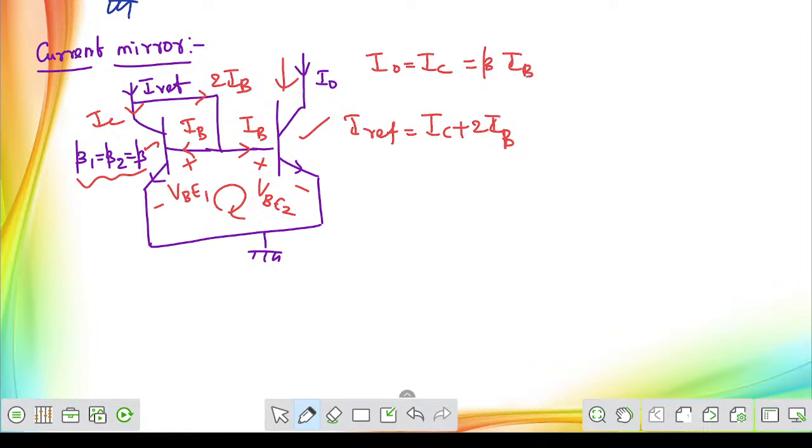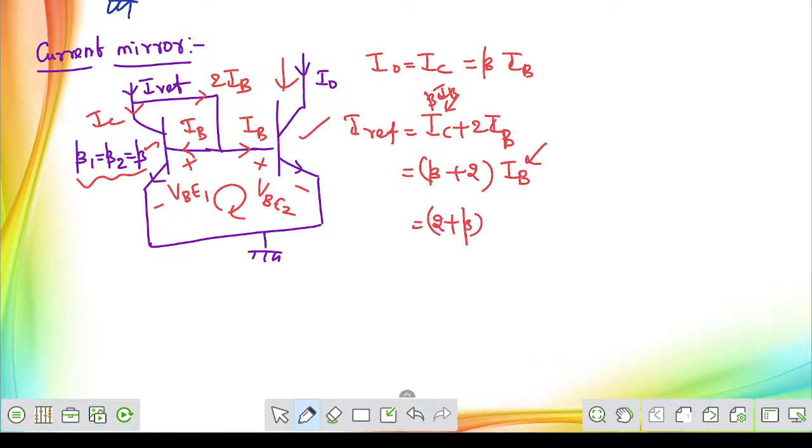So in place of this collector current IC, since both transistors are matched, you can directly write it. See, first I can replace it by beta times IB. So this will become 2 times IB plus beta times IB, because IC equals beta times IB. That is what I did here. From here we can say this will become 2 plus beta, that is fine.